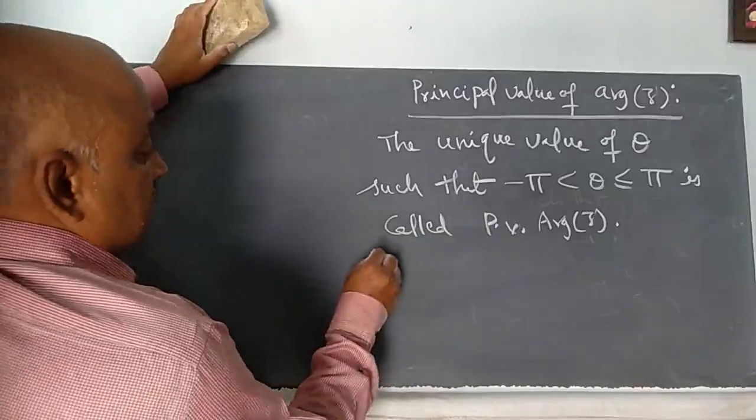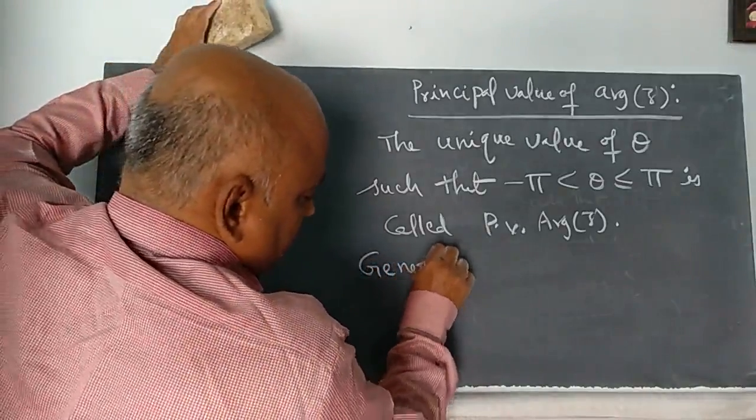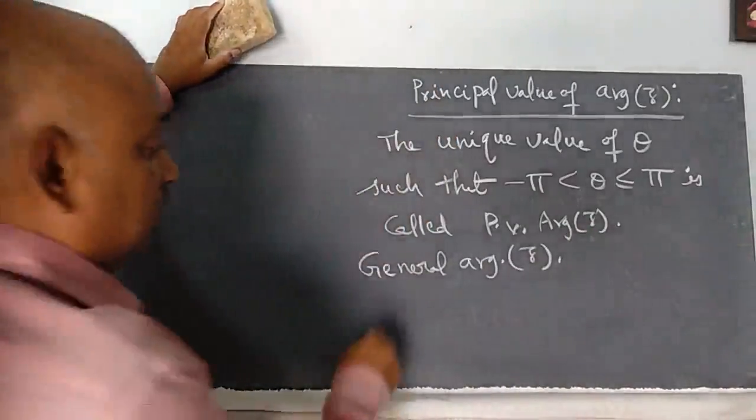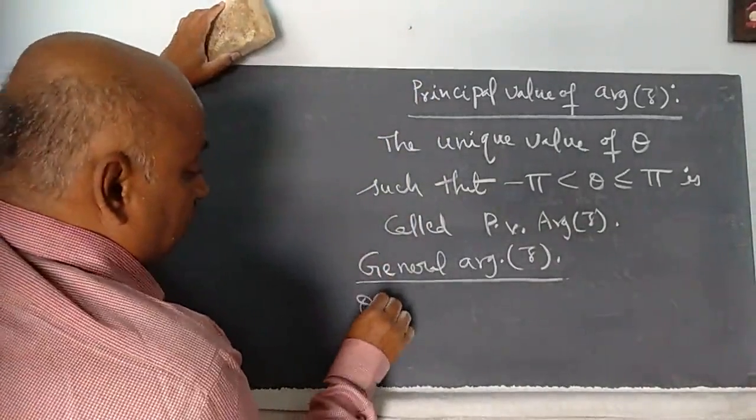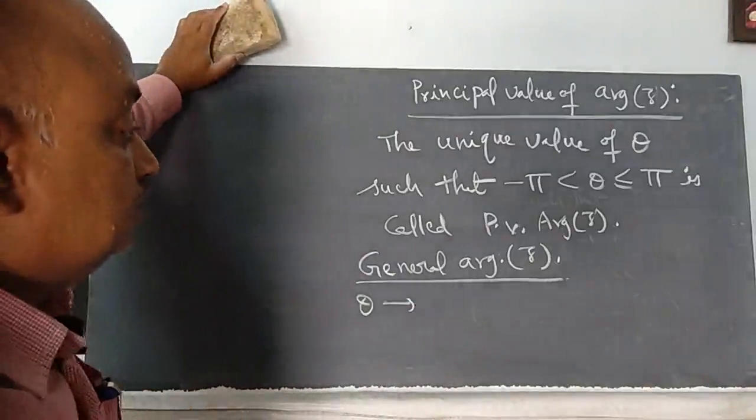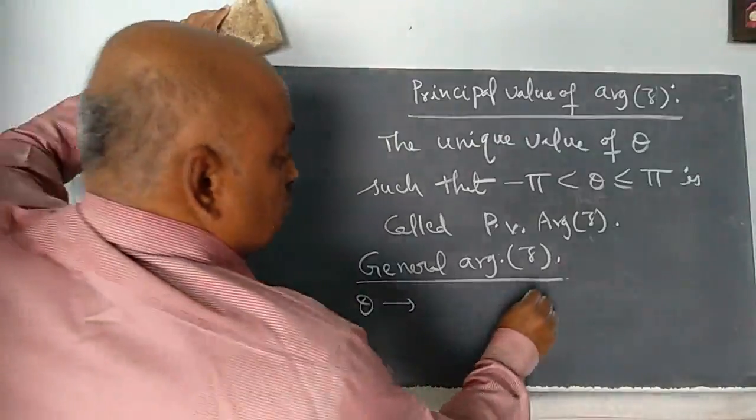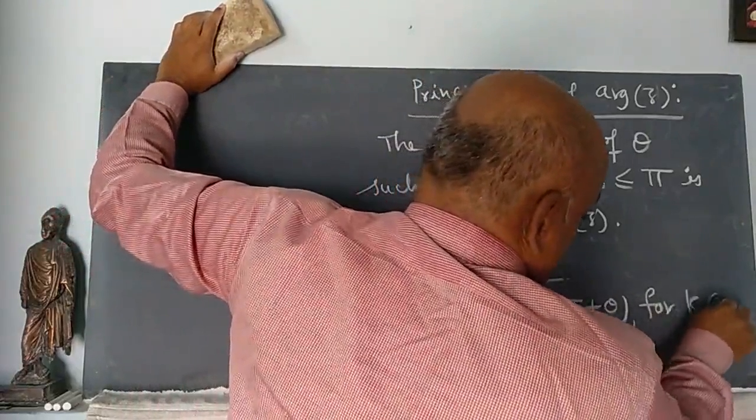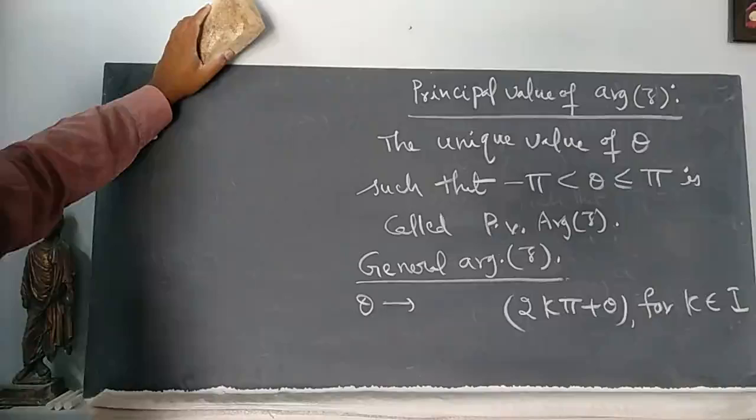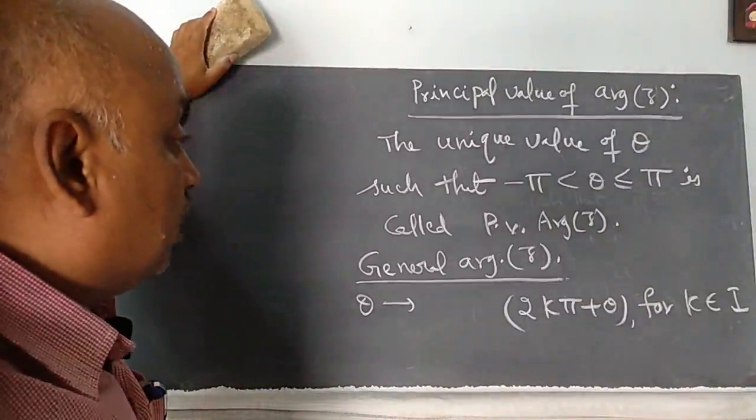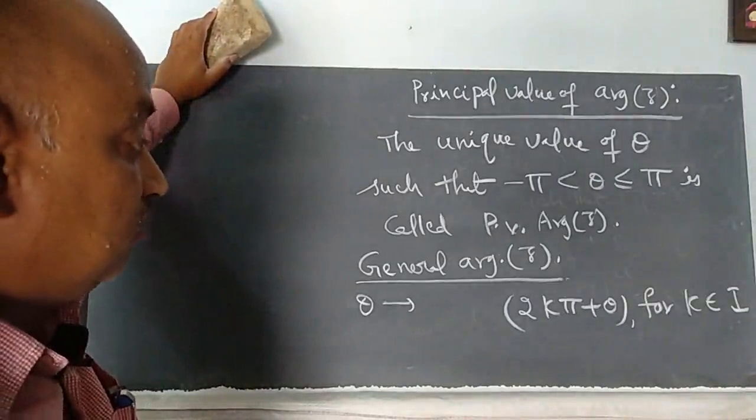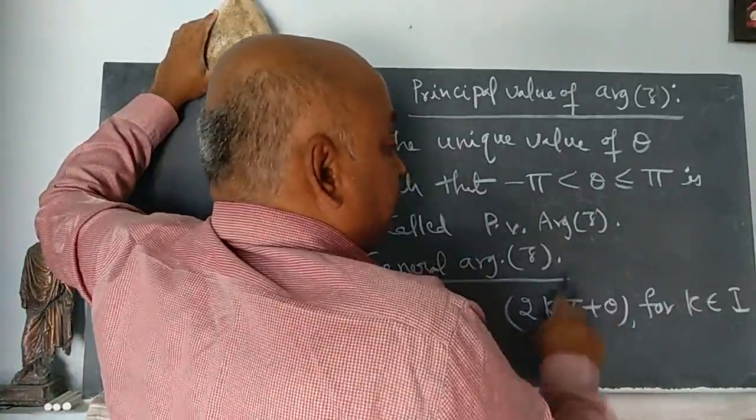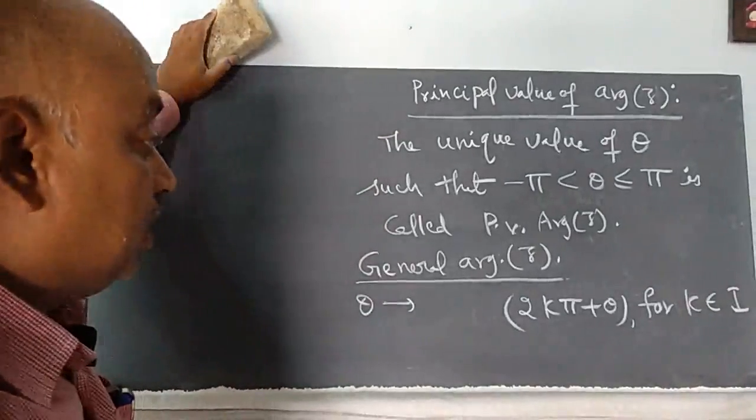Next, general argument of z. If theta is the principal argument of z, then 2k pi plus theta, for k belongs to I, is called the general argument of z.